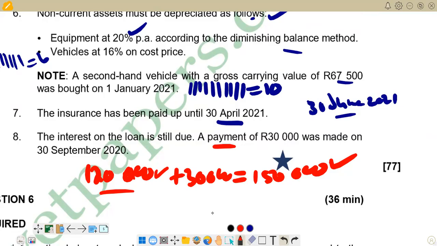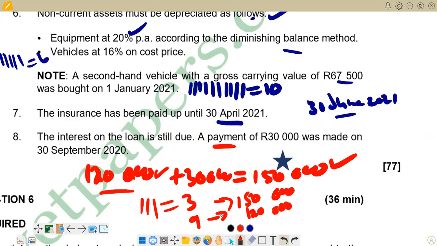So we need to know how many months were there before the payment was made. And we are told that the payment was made on 30 September and the year is starting on 1 July. So we are having July, August, and then September. So before the payment, it was 3 months, and the loan was 150,000 for 3 months, and then the remaining months is 9 months. So for 3 months it was 150,000, the balance of the loan. Then for 9 months it was 120,000. So these are the balances of loan that we have for those periods.